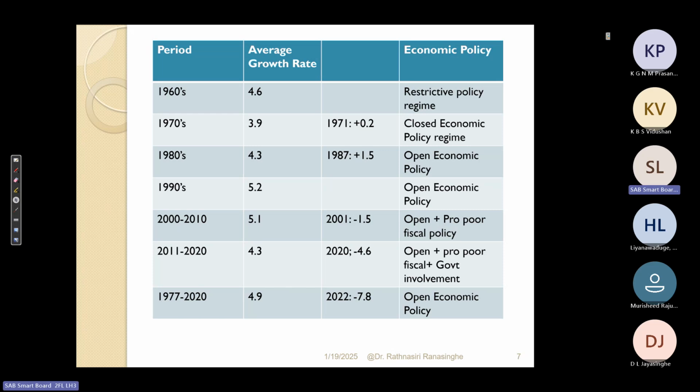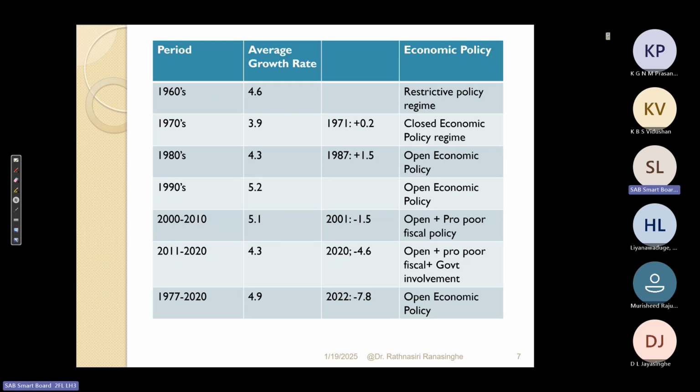In the 1990s, the same policies continued, with some reforms introduced, open economic policies. We had a favorable situation, with an average of 5.2%. In 2010, it was the same. Basically it was an open economy, but with more empowering of the poor, some kind of fiscal incentives and pro-poor policies introduced.